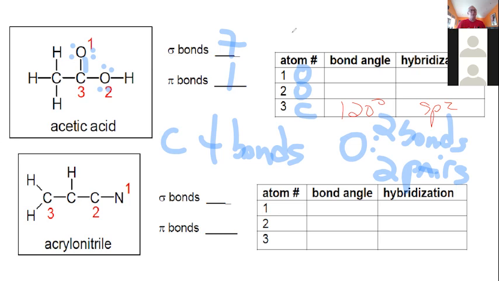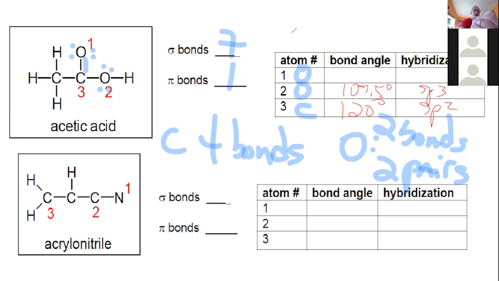120. Now, what about oxygen 2? How many regions of electron density are around oxygen 2? We got 4. 4, right. So what hybridization would that be? sp3. Yep, sp3. And what's the angle to give you the greatest distance between 4 regions? 109 degrees. Yep. Around 109.5, exactly.